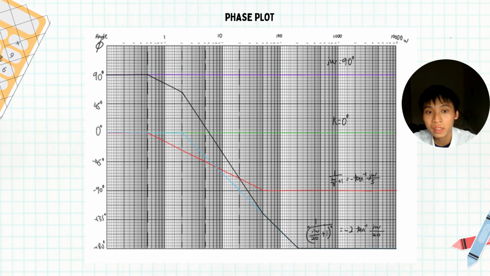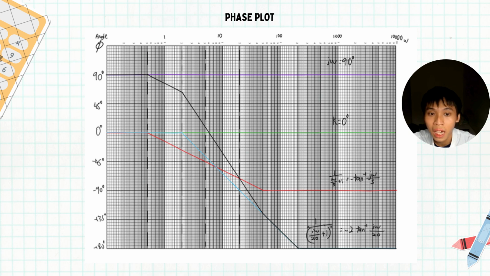Now I want to explain the phase plot. For the phase plot, we can simplify the sum of the individual angles to find the total response. First, the purple line stays at 90 degrees. Its constant phase leads from the zero at the origin. The green line is our constant gain, K, at a 0 degree phase shift.